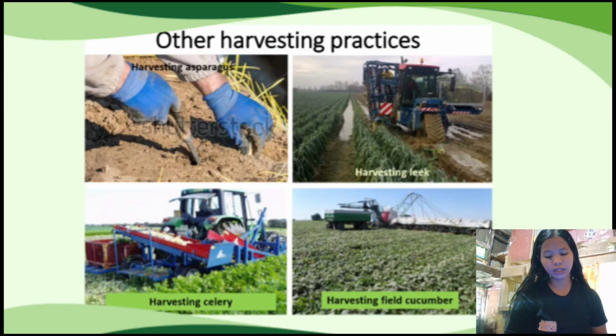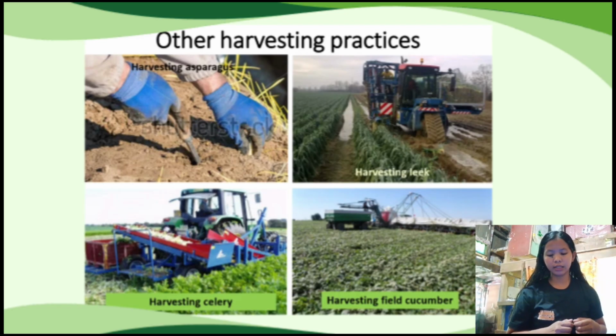Next is the harvesting of leeks. Leeks grow underground with a long white shaft. The soil needs to be loosened first before pulling. Mechanical harvesters are often used here to dig them out without breaking the stem. Then they are cleaned and trimmed on the spot.